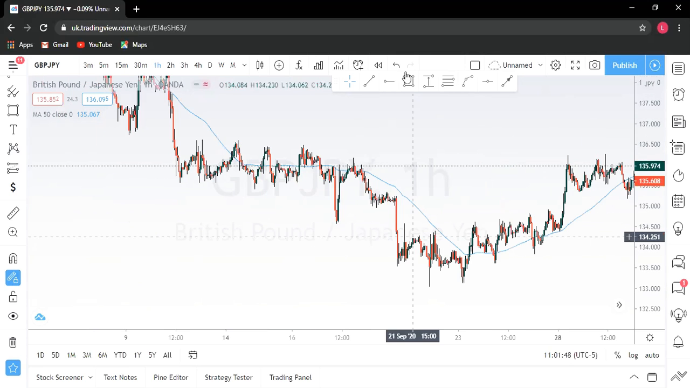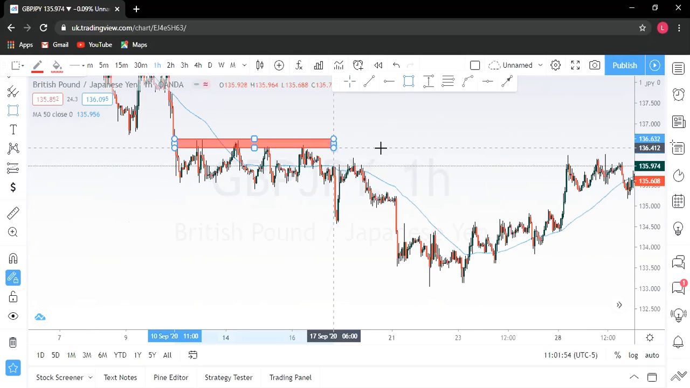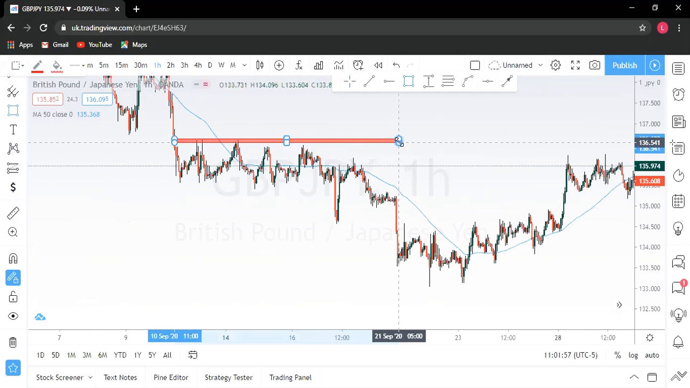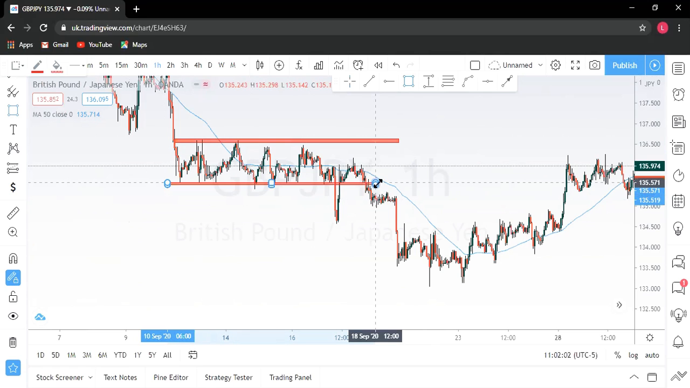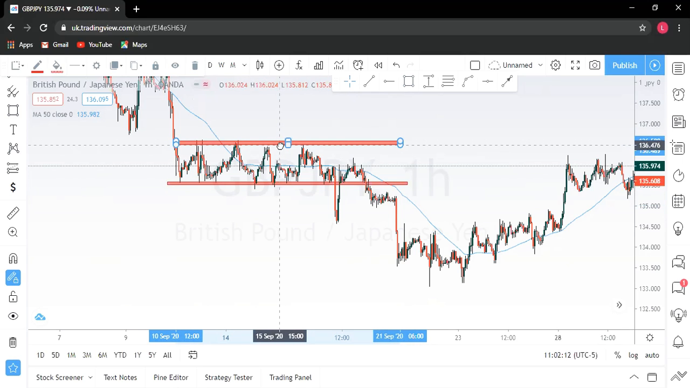So here we go. We have a resistance here, and we have a what? We have a support here. So make sure it covers the majority of the wicks of the candle. So you have to shift this a little bit down so that it is going to cover it.